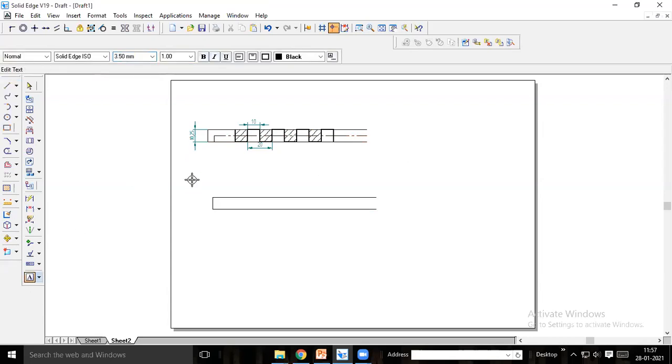H is equal to how much? 0.5 times P plus the clearance 0.25. Okay, so this is the H value. So here H is equal to how much? For an external thread, H is equal to just 0.5 times P. There is no clearance for an external thread. Okay, and the center line will be, because there is no clearance, from the midpoint of this H line you can take the center line.